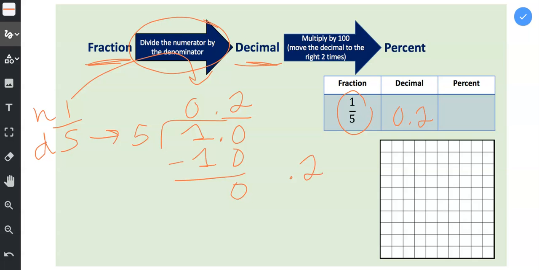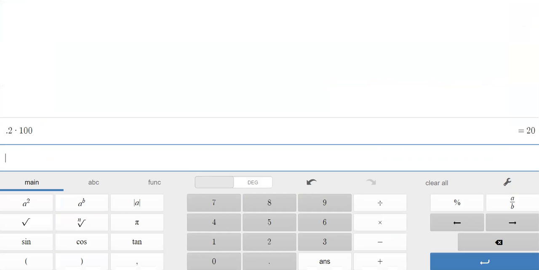To change our decimal 0.2 to a percent, what we're going to do is multiply by 100. So I'm going to type in 0.2 times 100, and I get 20.